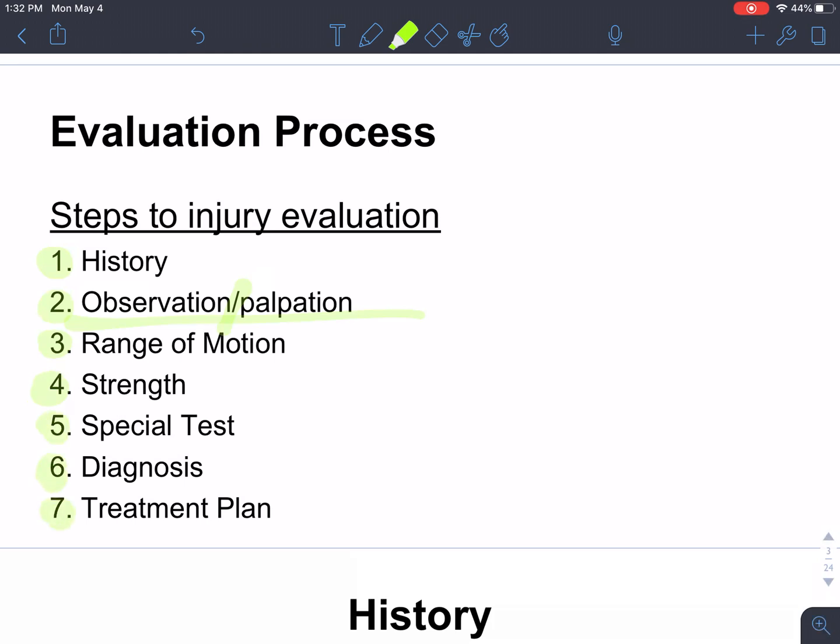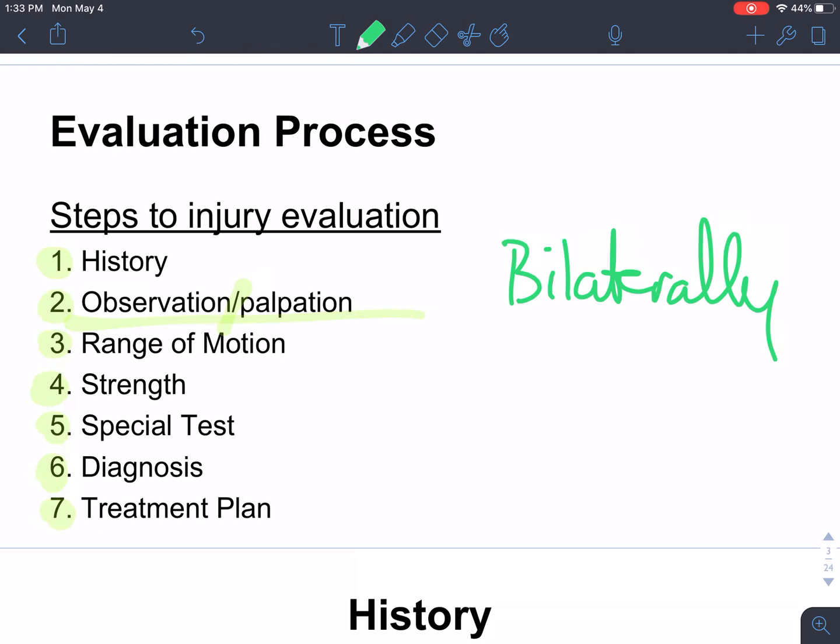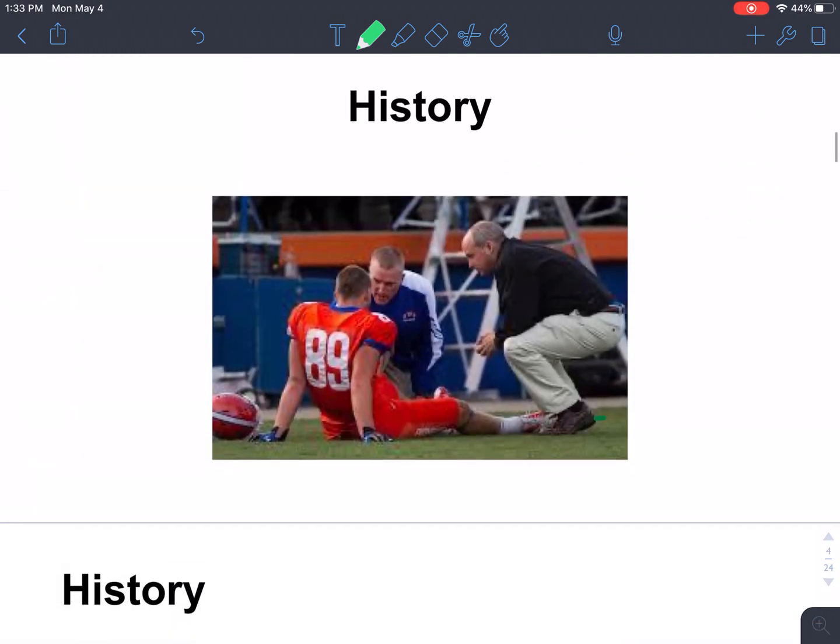Okay. A couple things you'll hear me repeat: when you do evaluations with different steps, you always want to do it bilaterally, which means you check both sides. Always need to do things bilaterally, right? So you check the healthy side and then the other side, and that way you know what's good and what's not. That's the first extra credit for today. So you always want to check bilaterally when doing an evaluation.